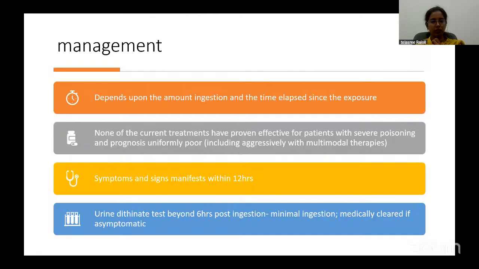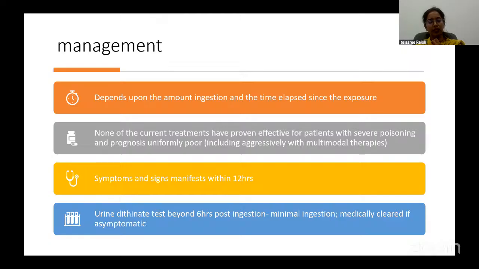For management, it depends upon the amount that has been taken and the time lapsed from the exposure to the arrival to the ER. None of the current treatments have proven to be effective, especially in severe poisoning cases, and usually the prognosis is poor in spite of multimodal therapies. Symptoms and signs usually manifest from 6 to 12 hours. Within 12 hours, some of the manifestations have to be there, at least the ulceration. Ulceration usually takes 12 hours minimum.